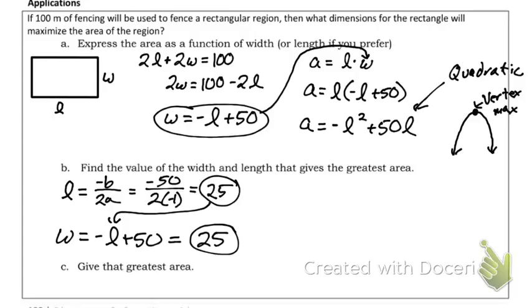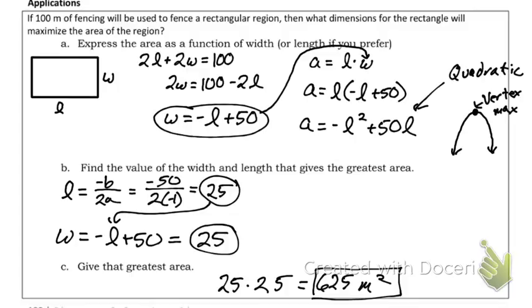It's a square. Why did I draw it not that rectangular? Because we don't know it's a square yet. So our area is going to be 25 times 25, which equals 625 meters squared.